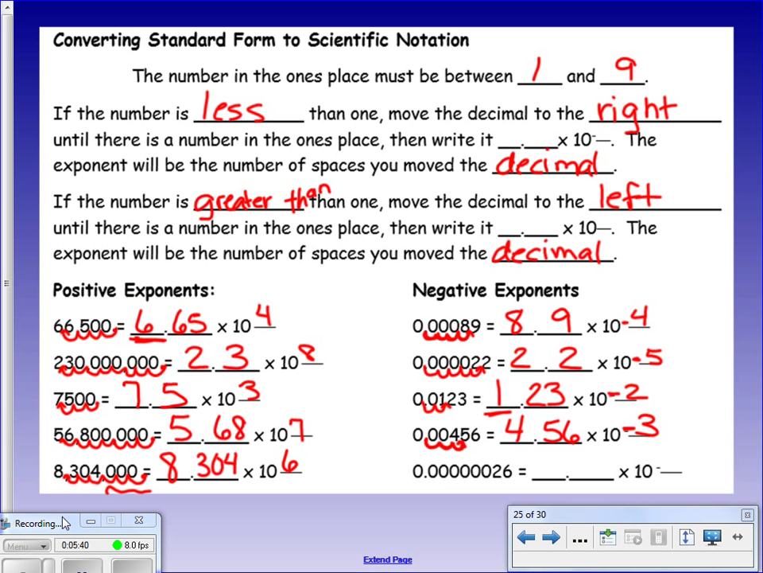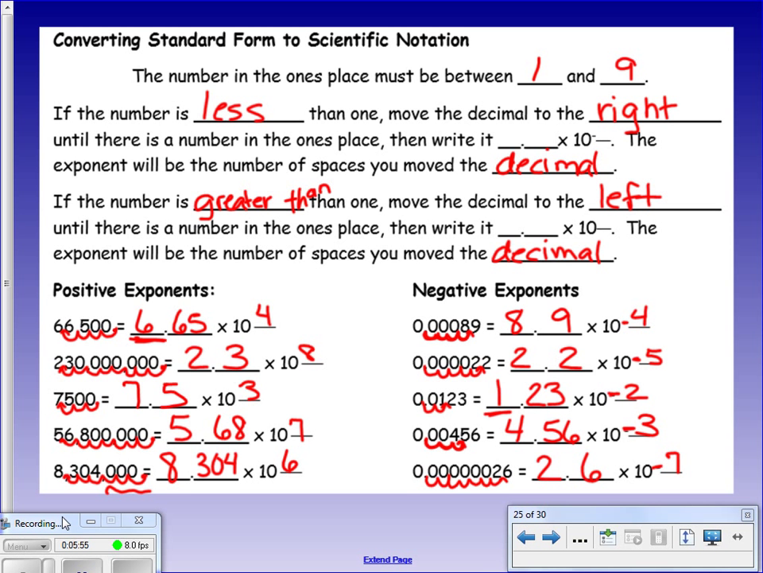All right, the next one, I'm going to move it 1, 2, 3, 4, 5, 6, 7 places. So that one's going to be to the negative 7. All right, and what I'm going to do here is I'm going to write 2.6.